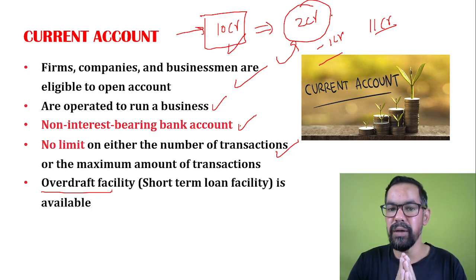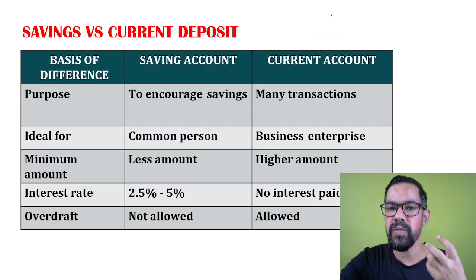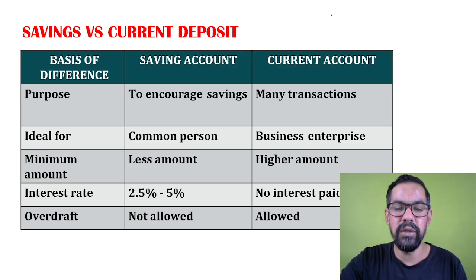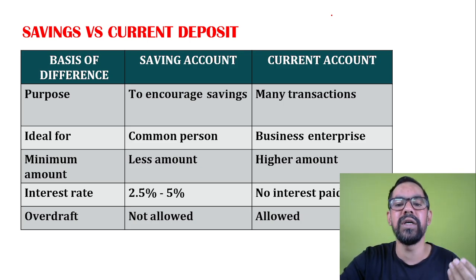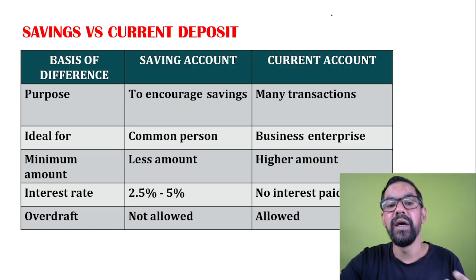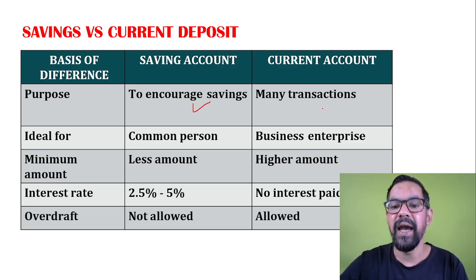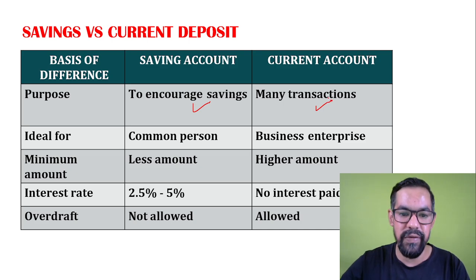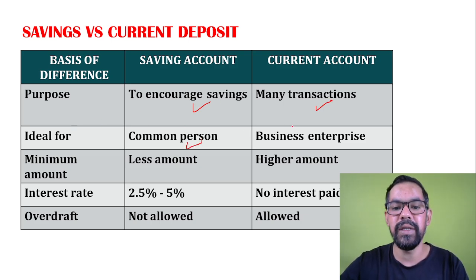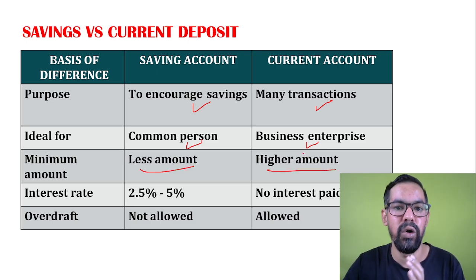So the basic difference between saving and current is that a saving account is generally for personal purposes or individuals, to promote saving, and a current account is generally for business transactions. Business purpose we can say. These are the basic differences. The purpose is to encourage saving, and there are many transactions along with an overdraft facility, ideal for the common person, and this is for business enterprises or business entities. Minimum amount, if you compare the minimum amount in both accounts, you have to maintain the minimum account balance.